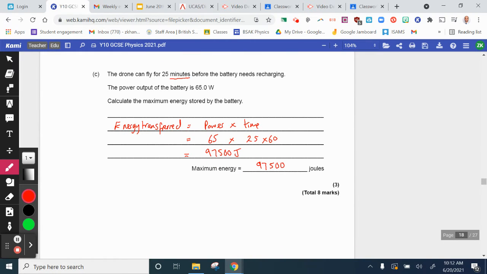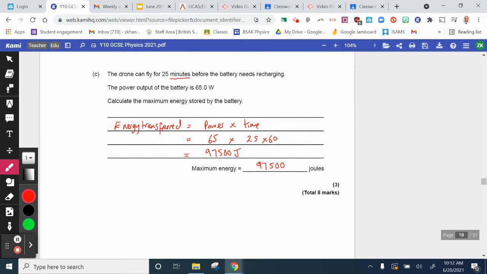Part C, calculation is required. We need to work out the maximum energy stored inside the battery when the drone can be flown for 25 minutes before the batteries need recharging, and the power is 65 watts. So the power of the battery is 65 watts.